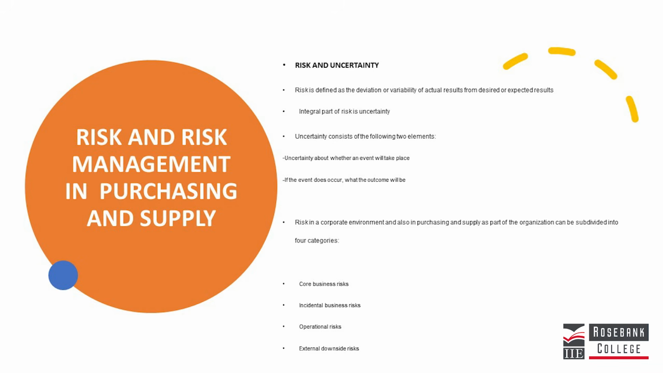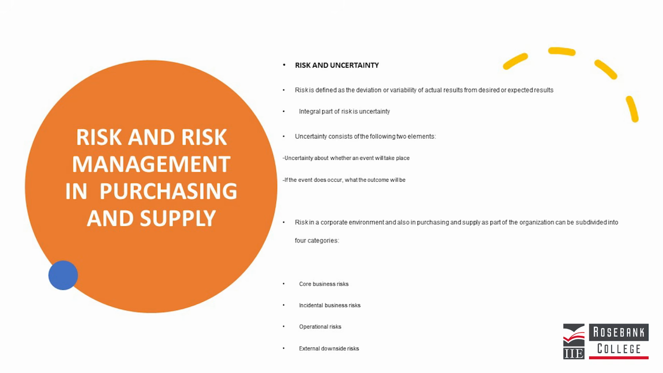Risk and risk management in purchasing and supply. Risk and uncertainty. Risk is defined as the deviation or variability of actual results from the desired or expected results. One of the integral parts of risk is uncertainty. Uncertainty consists of two elements: uncertainty about whether an event will take place, and if the event does occur, what the outcome will be.